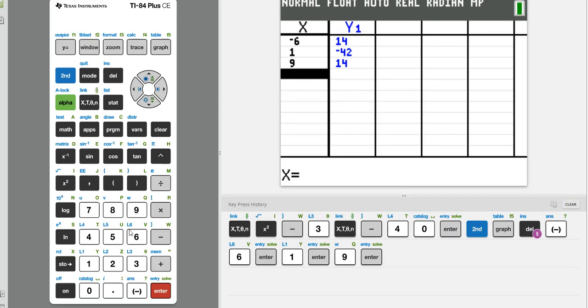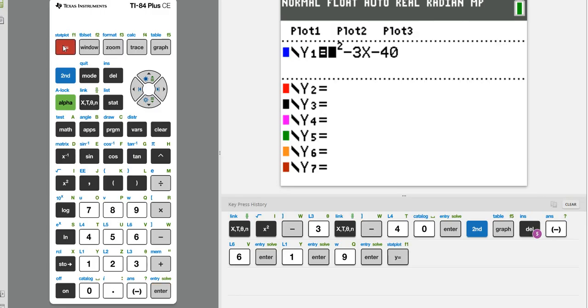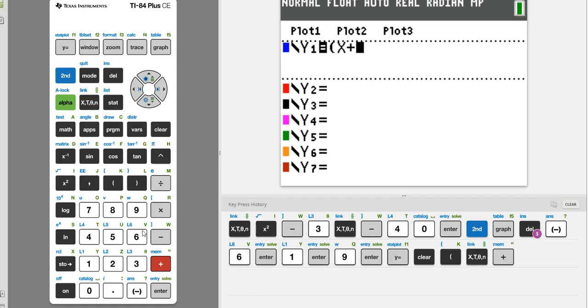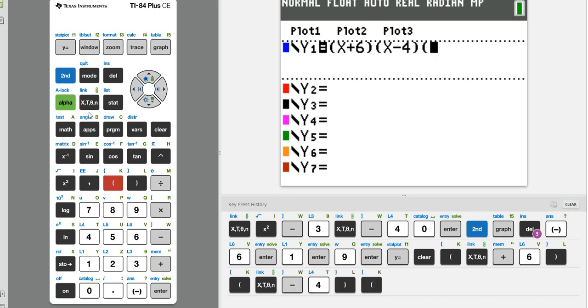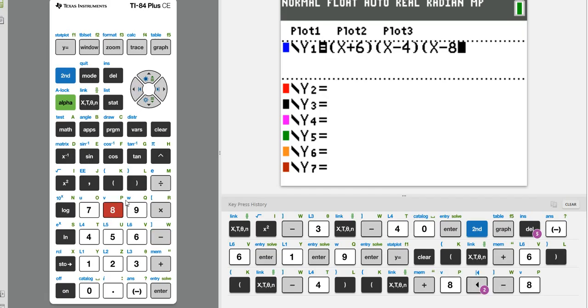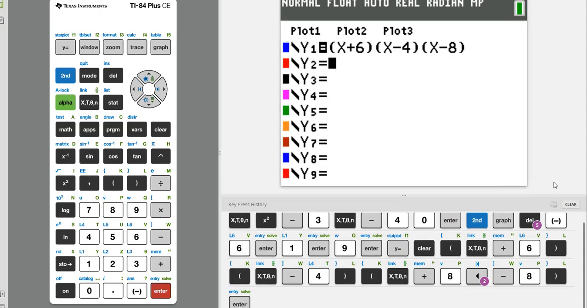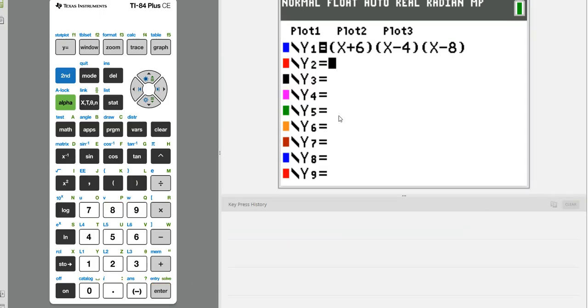Let's go back to the equation editor. Clear out the stuff that was there and type in the expression that's on our left-hand side, x plus 6, x minus 4, and x plus 8. Oh, excuse me, x minus 8. My bad. Minus 8. I'll give you a second to make sure you got that expression in.